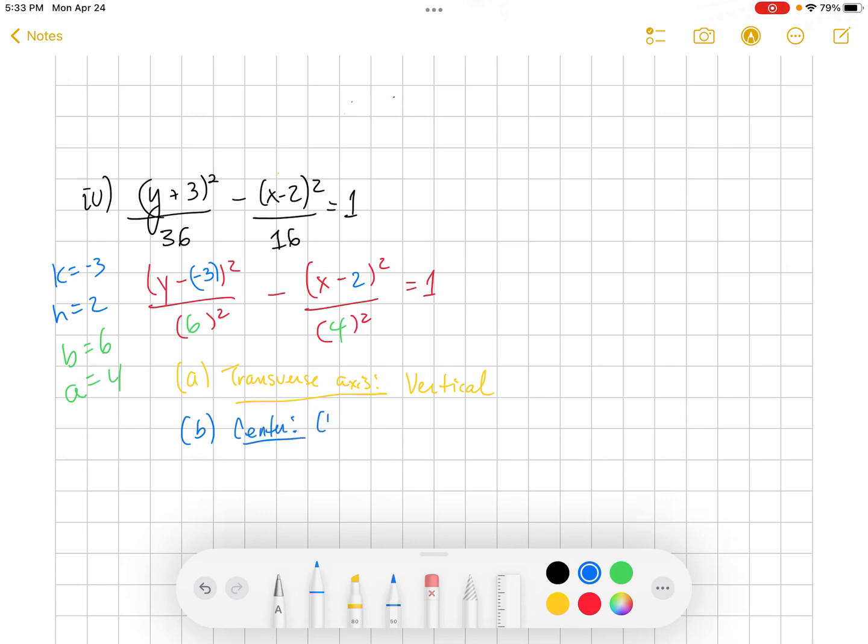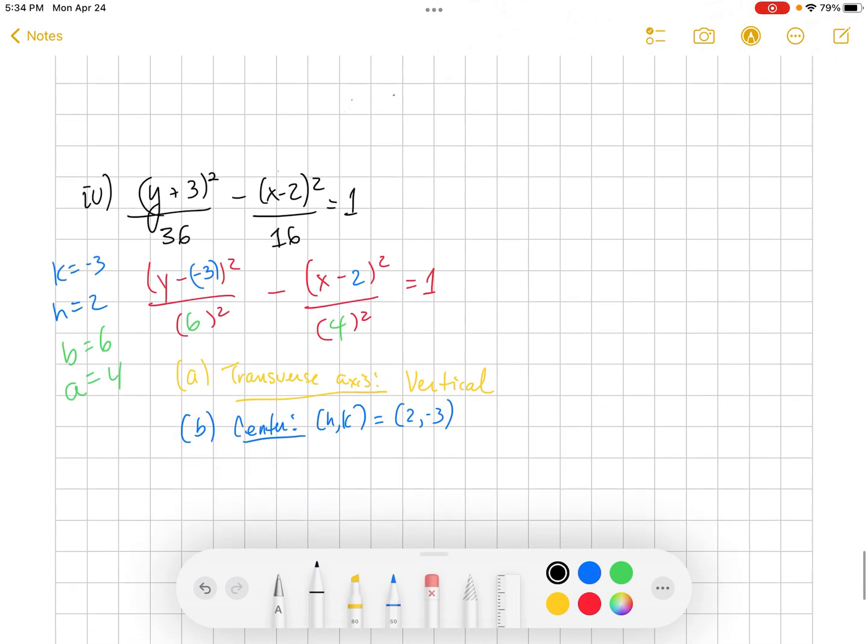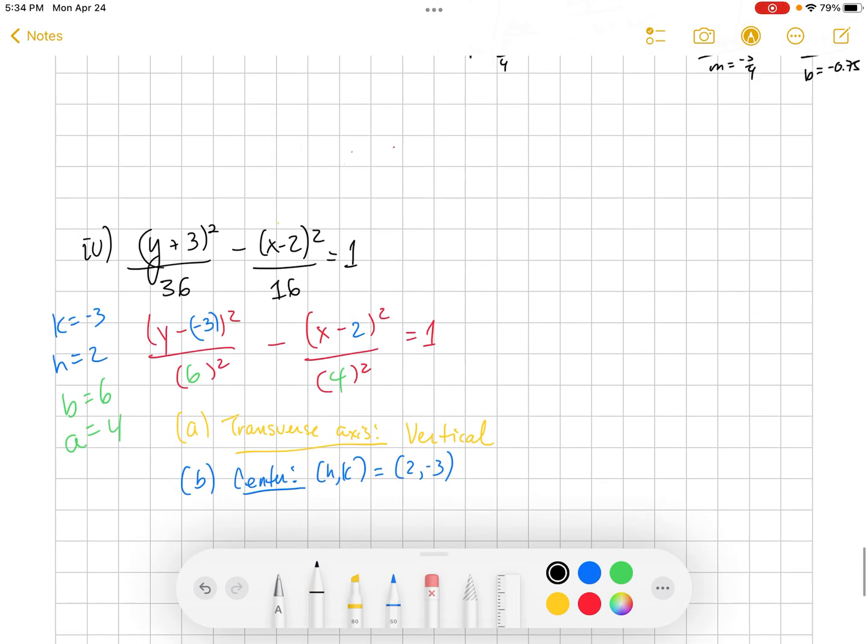Okay, part B is the center, which is h comma k. So 2 comma negative 3. So let's start graphing. Where will I graph it?